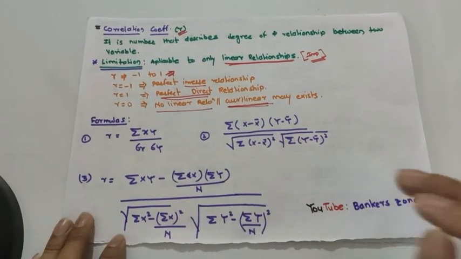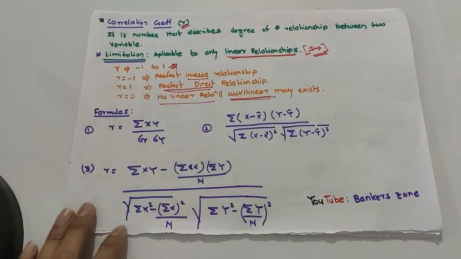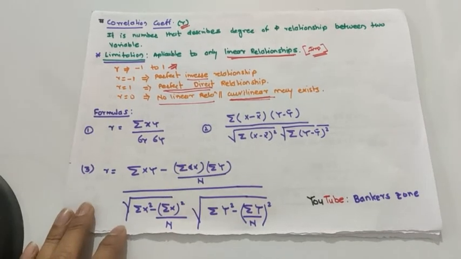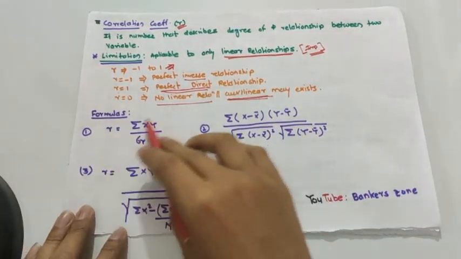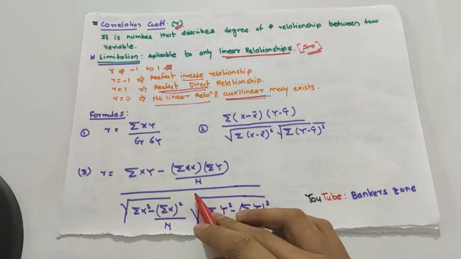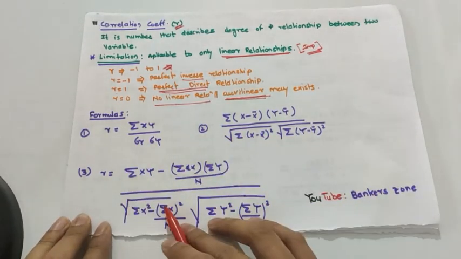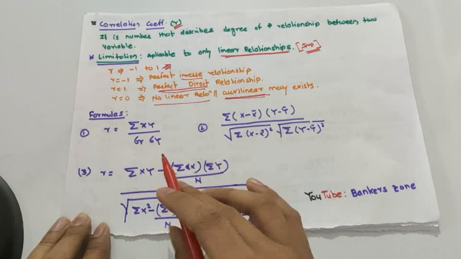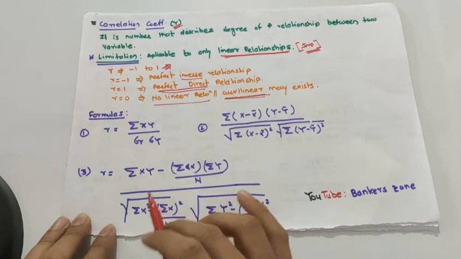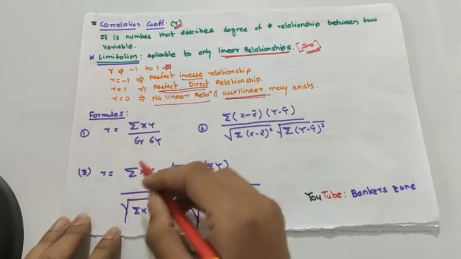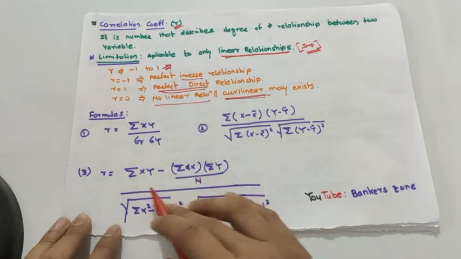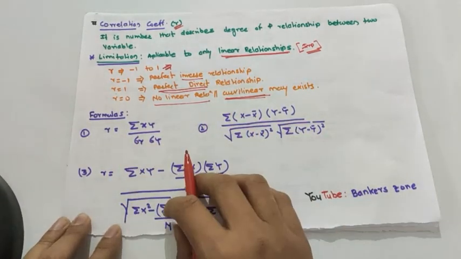If you see different videos or different books, they may use a different formula to calculate the coefficient of correlation. But friends, remember my words: after seeing this video, you do not need to remember all the formulas. Without formulas, you are going to solve the numerical.